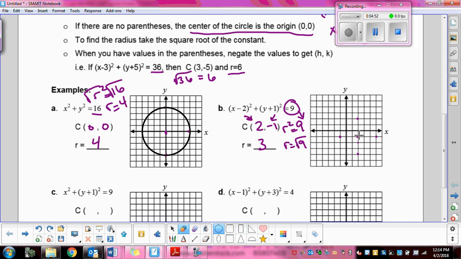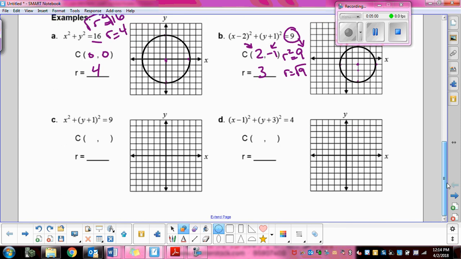I'm just going to connect the dots. Try to make it look like a circle as best you can. I want you guys to try the other ones, C and D.